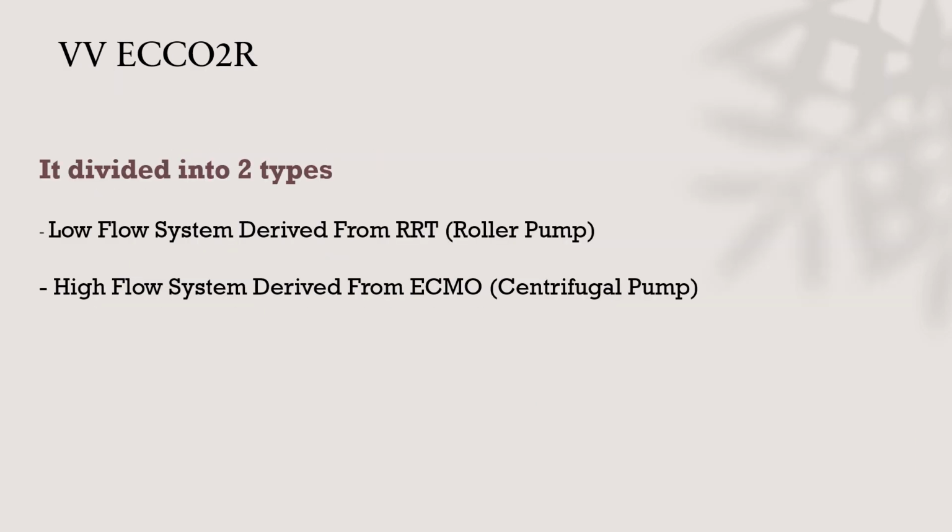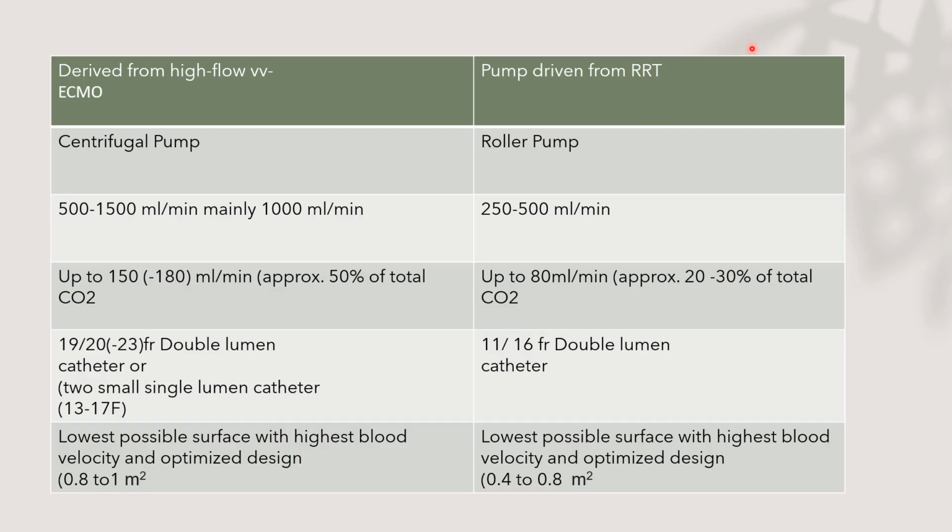VV ECCO2R is divided into two types. A low-flow system, which is derived from renal replacement therapy with a roller pump, and a high-flow system derived from ECMO, which has a centrifugal pump. There are two types of ECCO2R system.